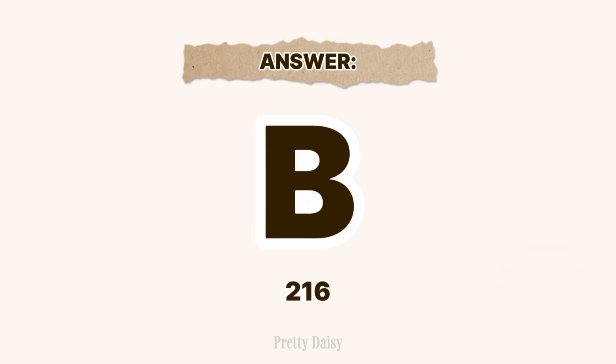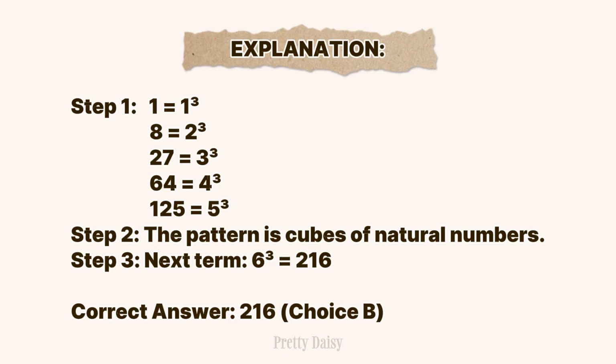Answer: B. 216. Step 1: 1 equals 1 cubed, 8 equals 2 cubed, 27 equals 3 cubed, 64 equals 4 cubed, 125 equals 5 cubed. Step 2: The pattern is cubes of natural numbers. Step 3: The next term, 6 cubed, equals 216. Correct answer: 216, choice B.